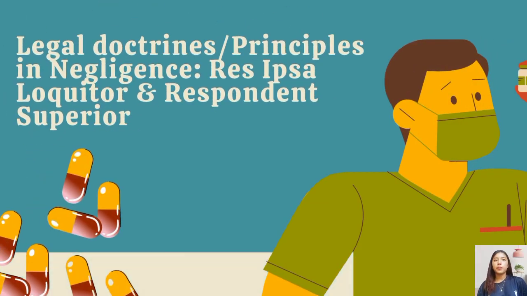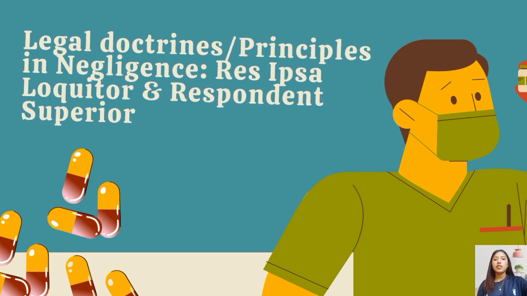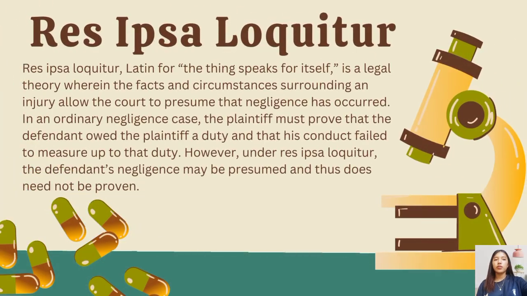Legal doctrines, principles in negligence: res ipsa loquitur and respondeat superior. First is res ipsa loquitur, Latin for the thing speaks for itself, meaning it is clear and needs no further explanation. It is a legal theory wherein the facts and circumstances surrounding an injury allow the court to presume that negligence has occurred.